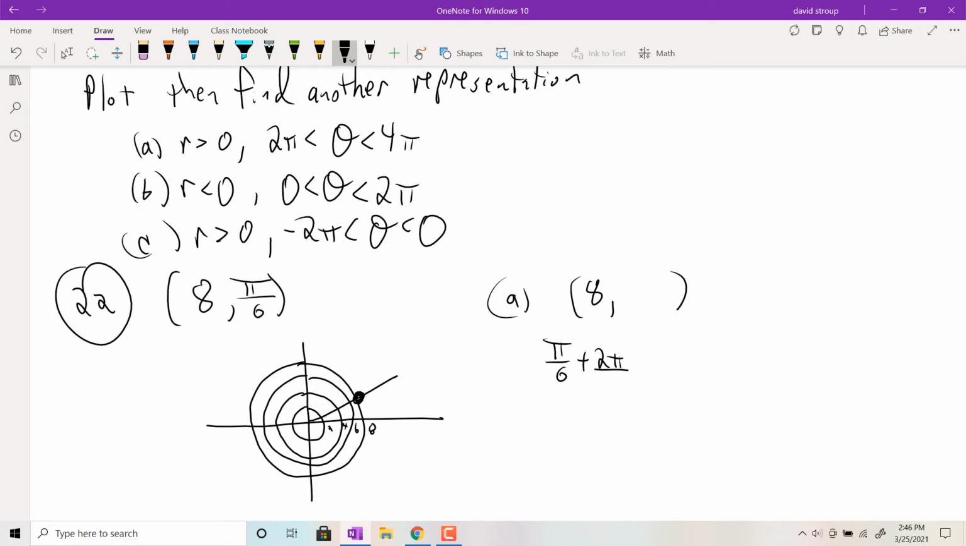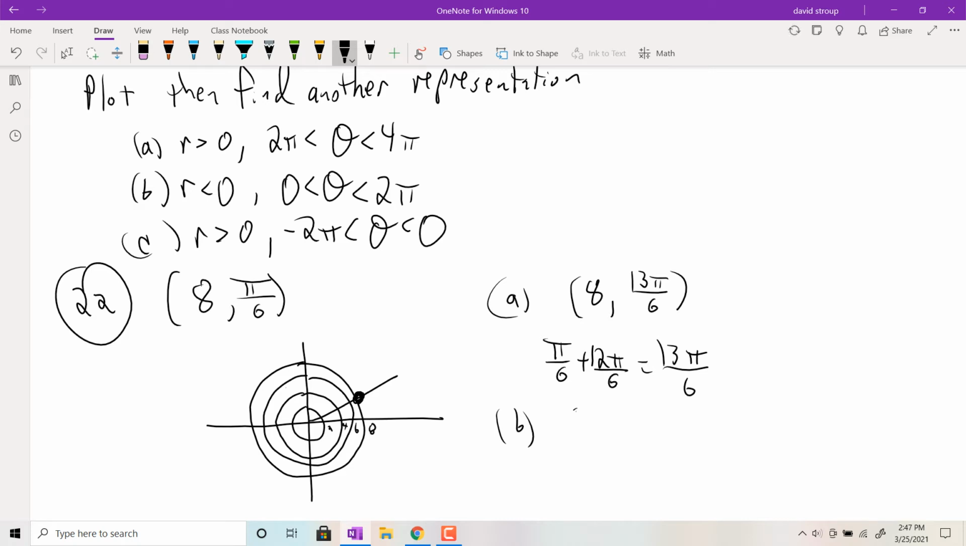It's the same as, if I find a common denominator, 12 pi over 6. So this would be 13 pi over 6, and that should work as well. So I just started here and then rotated around by 2 pi. I should end up in the same place. And that 13 pi over 6 is definitely in between 2 pi and 4 pi.